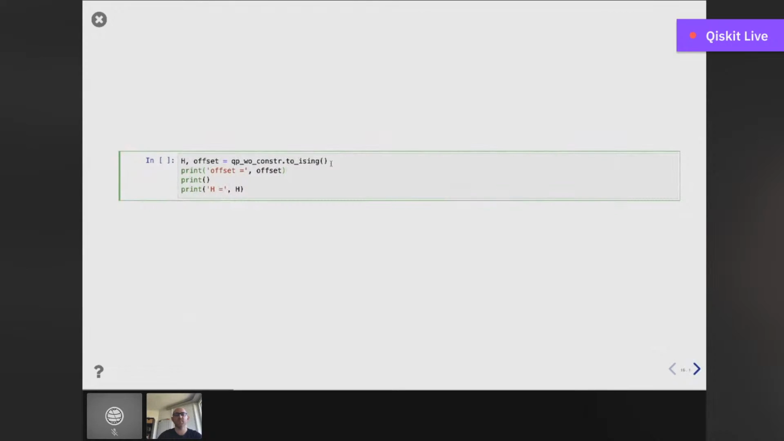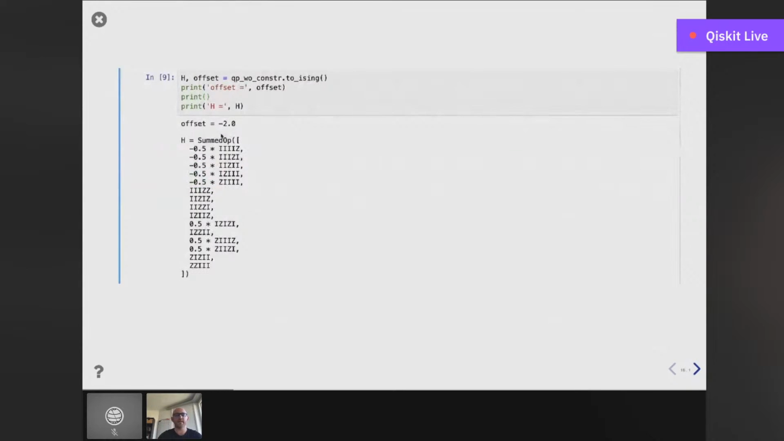Let's look at what this means for the problem we started with. So here we look at the quadratic program without the constraint. And this quadratic program provides a to-Ising method, which returns the Hamiltonian and the constant offset. What you see now is the offset, that's -2, and the Hamiltonian. Here you have the different Pauli strings. You see here it's a sigma z term, and the identities on the other qubits. You have the linear parts, and here you have the quadratic parts with 2 sigma z terms.